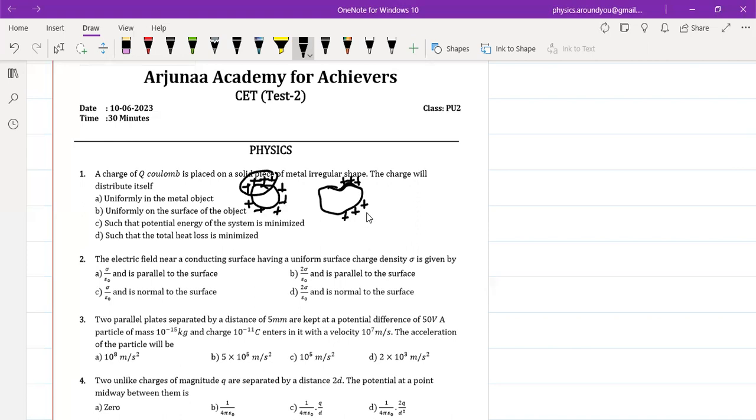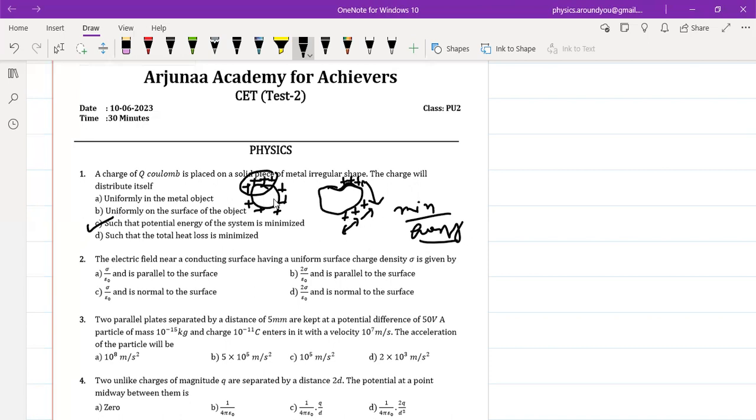So the logic is charge will not distribute itself uniformly, but it will distribute in such a way that each of these charges would like to stay as far as possible from each other. So it would always like to be, like everything in nature, in a state of minimum energy. So it will distribute itself such that the potential energy of the charges is minimized to ensure minimum repulsion.